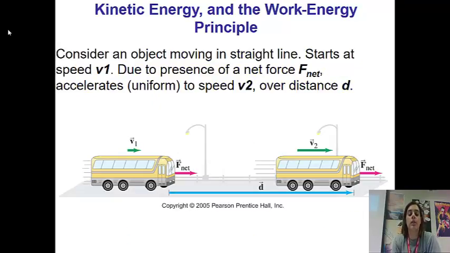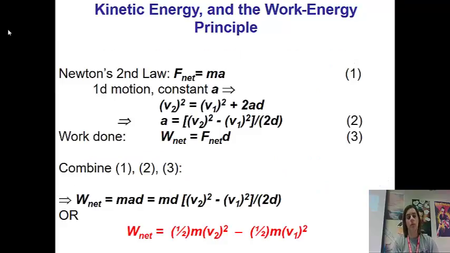So if we look at a bus that's moving along and it has some velocity, v1, and a net force is applied to it, we know that means acceleration. Therefore, there's going to be a new velocity later. Some distance later, d, there's a new velocity, v2. So now we've had an acceleration. That's how we've been looking at it before. Now we can look at it in terms of the work that was done on the bus, because we know a net force and we know the distance over which the force was applied.